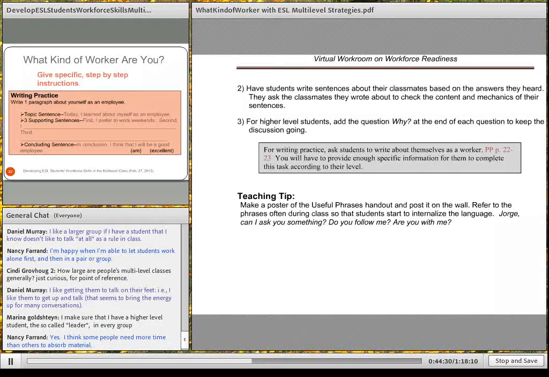And so I just put an outline here on the board. They were to write one paragraph about themselves as an employee. We talked and we came up with a topic sentence, three supporting sentences. For example, first, I prefer to work weekends. They had to fill in second and third, and of course if your students are higher level and can do more, you adapt it that way. And then they needed a concluding sentence.